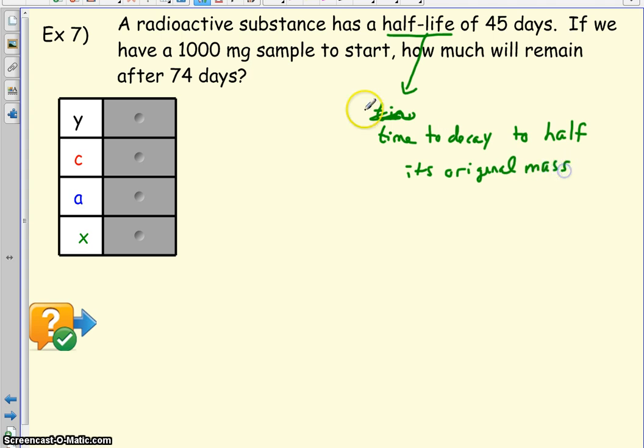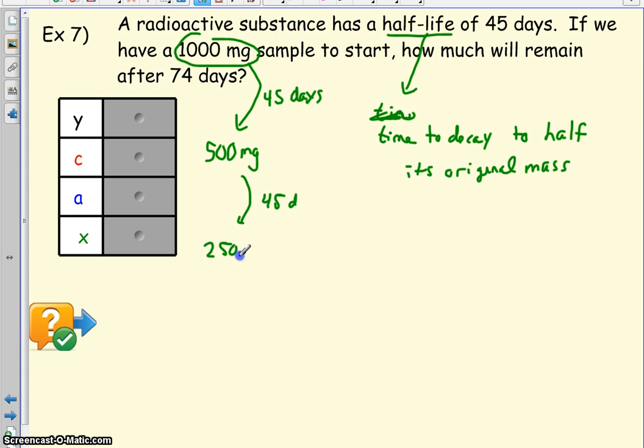Okay, so what that means, so you have this radioactive substance that has a half-life of 45 days. So it means that if you're starting off with 1,000 milligrams, in 45 days it will be down to 500. So in 45 days, you'll be down to 500 milligrams. Okay, after another 45 days passed, you'll be down to half of that, which is 250 milligrams, and so on and so forth. So every 45 days is going to go to half of what it was previously.